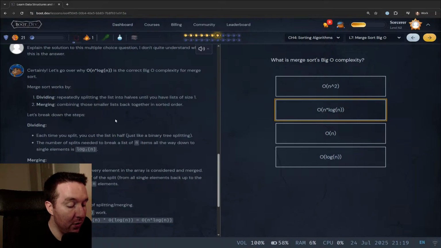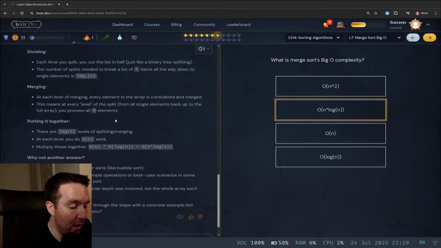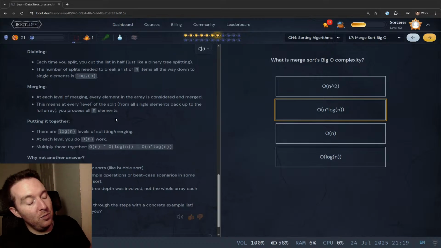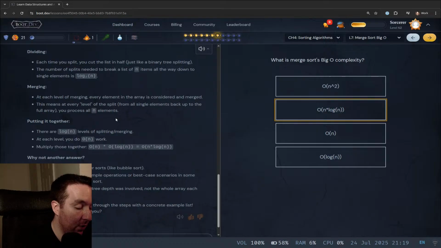Each time you split, you cut the list in half, just like a binary tree splitting. The number of splits needed to break a list of n items all the way down to a single element elements is log squared n. At each level of merging, every element in the array is considered a merge. This means at every level of the split, from a single elements back up to the full array, you process all n elements, put it together.